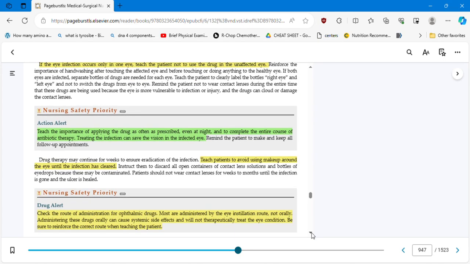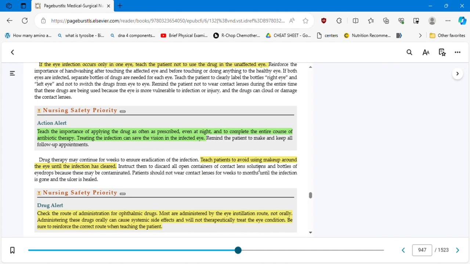You never share your eye drops. Never. Nursing safety priority. Action alert. Teach the importance of applying the drug as often as prescribed, even at night, and to complete the entire course of that antibiotic therapy. Treating the infection can save the vision in the infected eye.